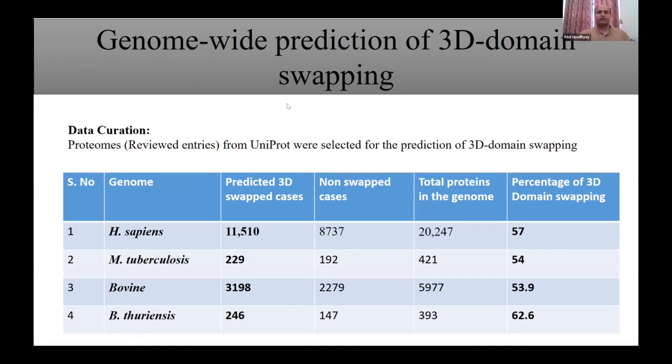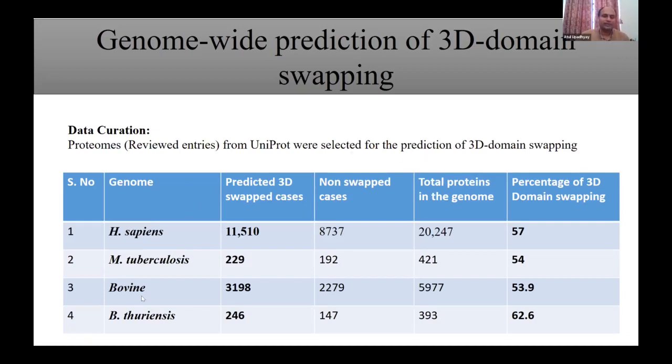Yeah, right. So first we started with the prediction. We used our prediction model on different genomes, but the main emphasis was on humans. And then in the second part of my talk, I will be discussing the application of these models to some plant genomes, where we were interested to see what kind of proteins are involved there. So we started with the proteomes, mainly the reviewed entries from UniProt, for the prediction of three-dimensional domain swapping.